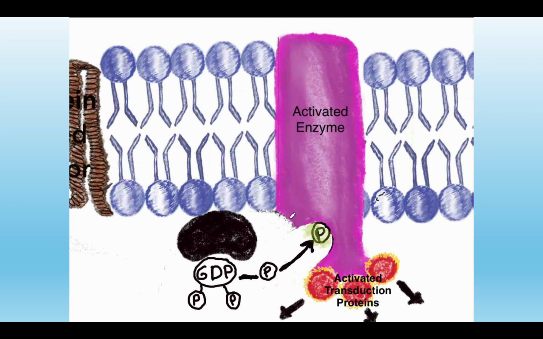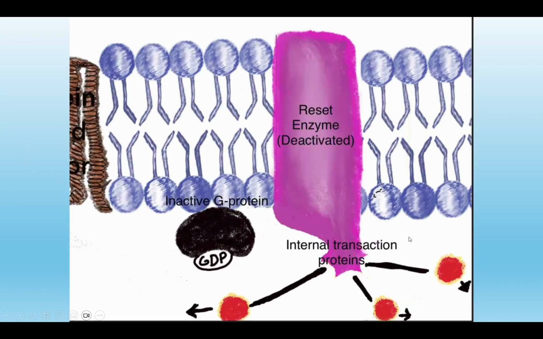So the enzyme's activated over here. The GDP actually goes back to being what it was before. And so I'm showing these internal transduction proteins. They're going to go out and they're going to do other things. My G protein is back to being deactivated. And a lot of times it's going to go back over here and it's just going to hang out and wait for the next time that that G protein coupled receptor binds.